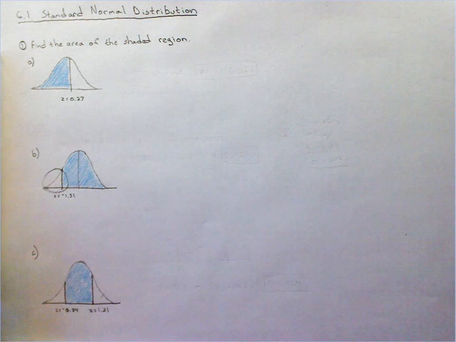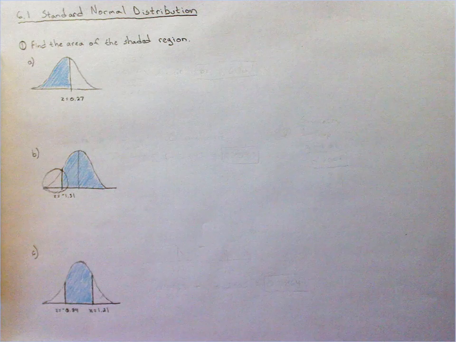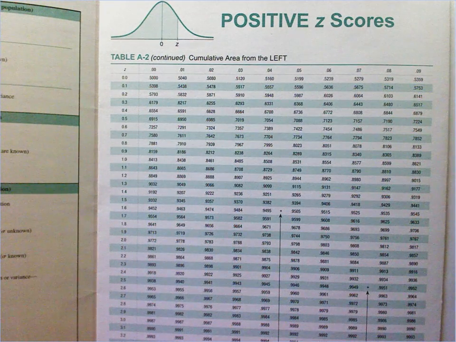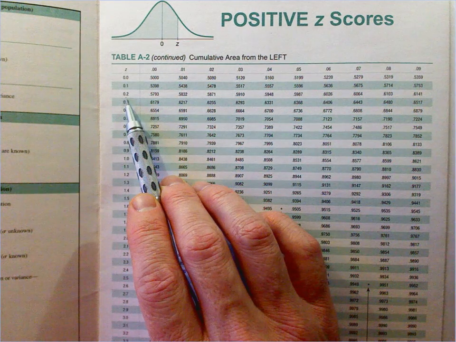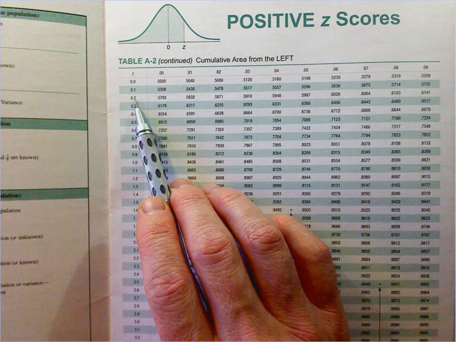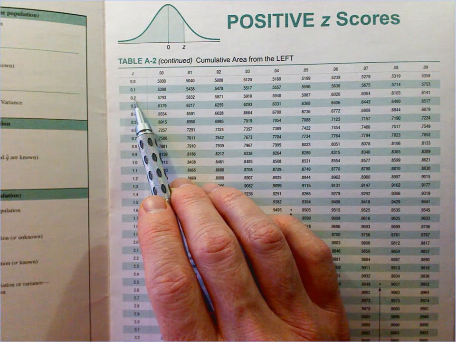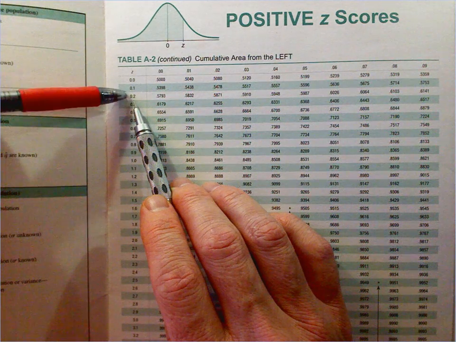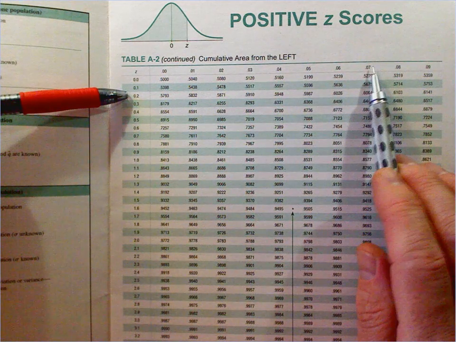Okay, so our z-score was 0.27, so that's what we're going to look up. So I'm going to find 0.2, and that is the tenths place. In the hundredths place was 7, so 0.07. There's my 0.2, and then here is my 0.07.